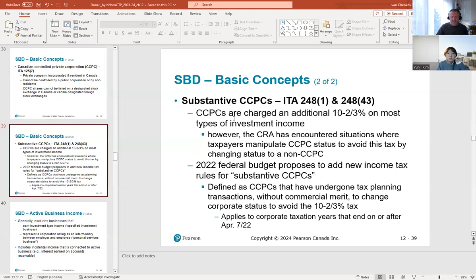Substantive ones are charged an additional 10.2% on most types of investment income. So if this company has investment income, the 10.2% is going to apply.